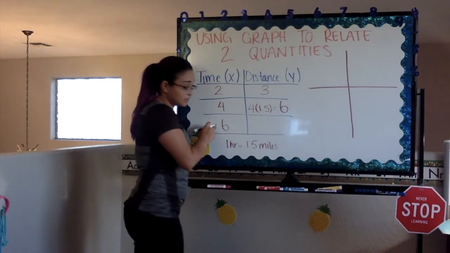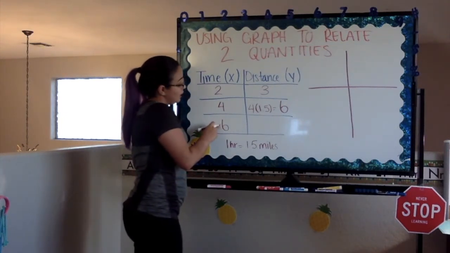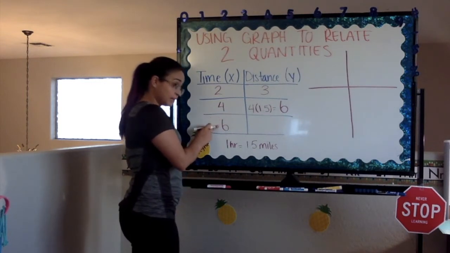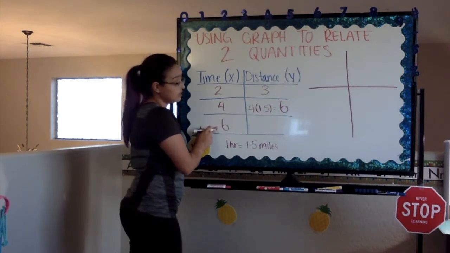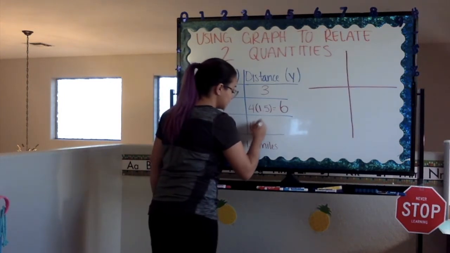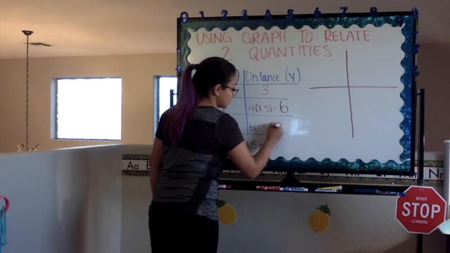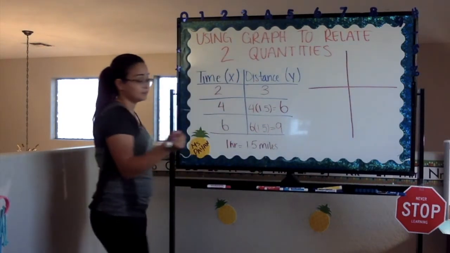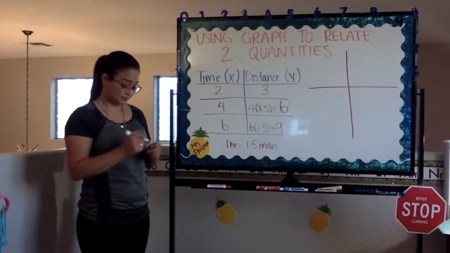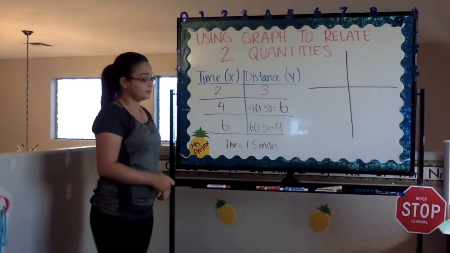I do the same thing to figure out my third number. I have been riding my bicycle for 6 hours. Each hour I travel 1.5 miles. That means 6 times 1.5. That is equal to 9. Okay? Now I have my table filled in.